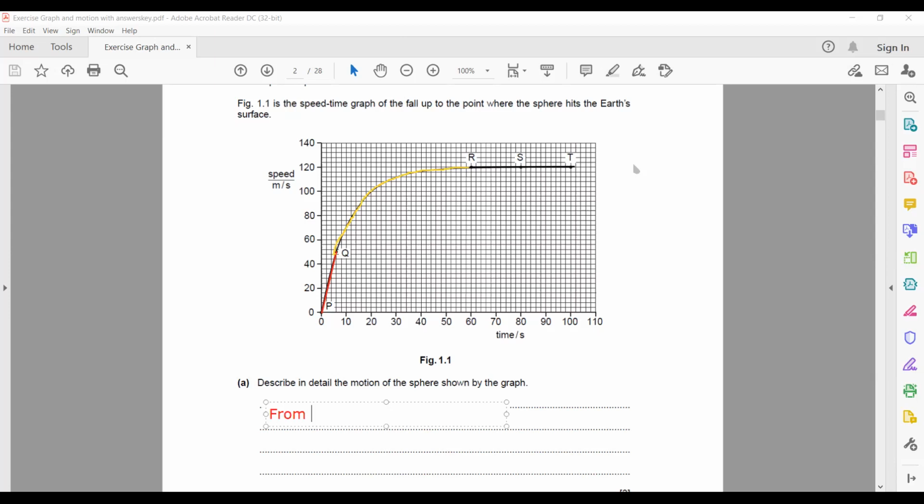And keep in mind, it's a speed time graph, so we use the term acceleration. So from P to Q, what is happening? Yes, it is accelerating and it is having a constant acceleration. So better use the term whether acceleration is changing. So it is constant acceleration. What is happening from Q to R?